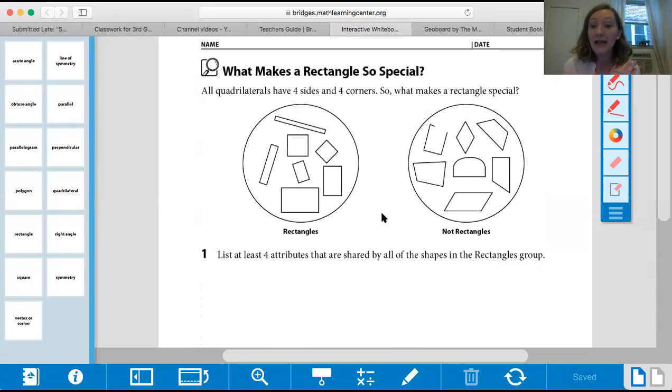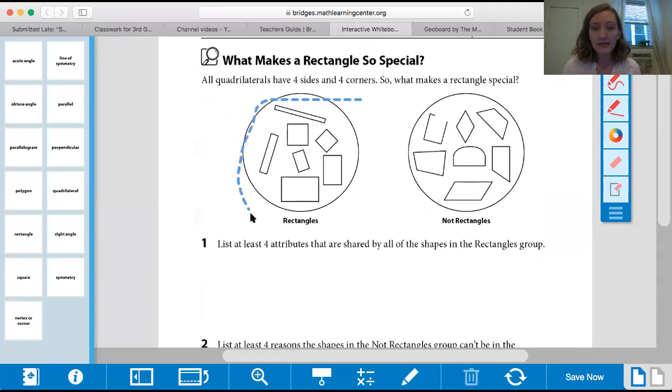All quadrilaterals, we've talked about that word before. Quadrilaterals have 4 sides and 4 corners. A quadrilateral has 1, 2, 3, 4 sides. So what makes a rectangle special? We just talked about that.